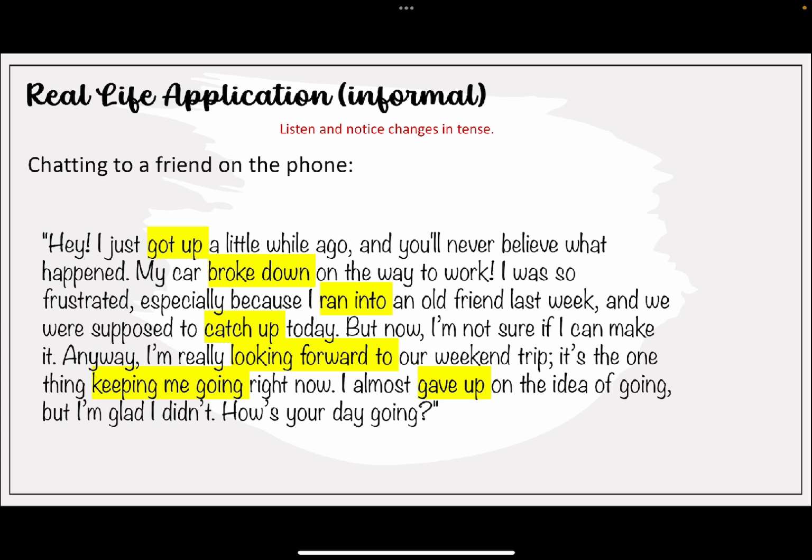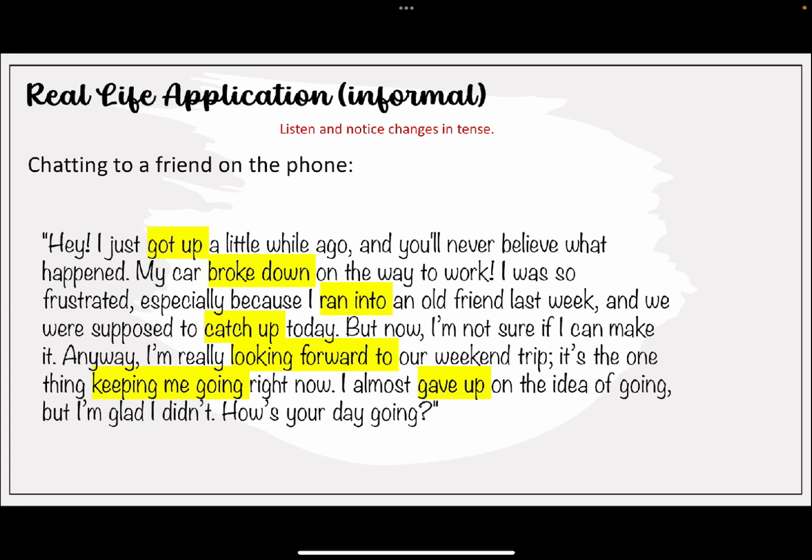Hey, I just got up a little while ago and you'll never believe what happened. My car broke down on the way to work. I was so frustrated, especially because I ran into an old friend last week and we were supposed to catch up today. But now I'm not sure if I can make it. Anyway, I'm really looking forward to our weekend trip. It's the one thing keeping me going right now. I almost gave up on the idea of going, but I'm glad I didn't.